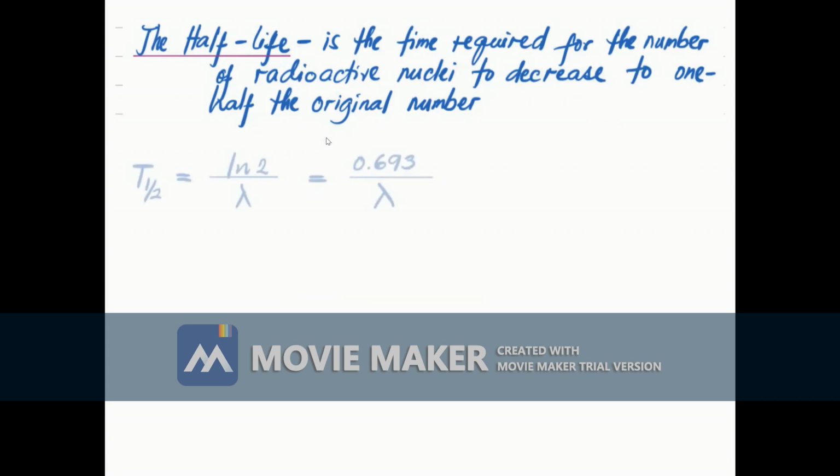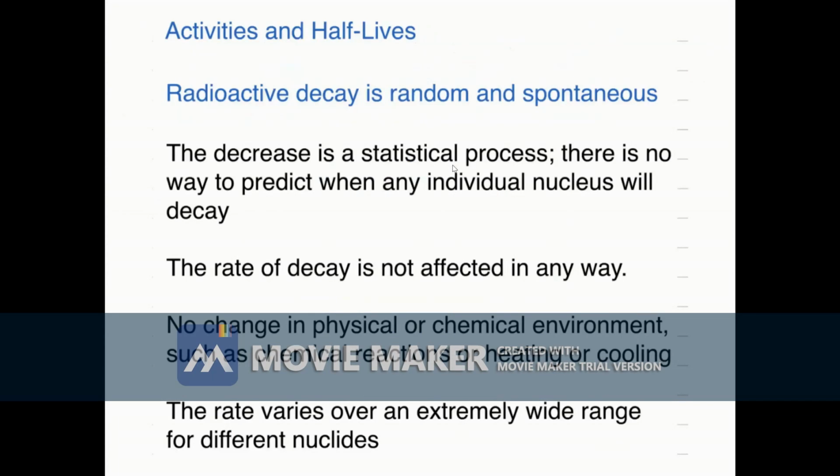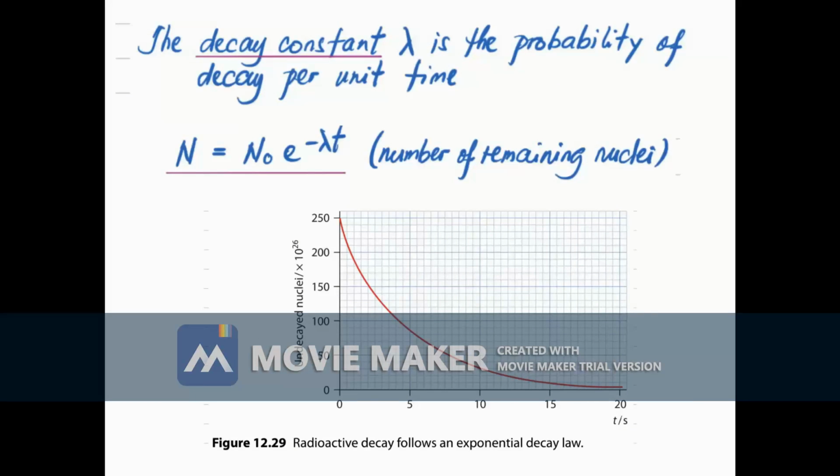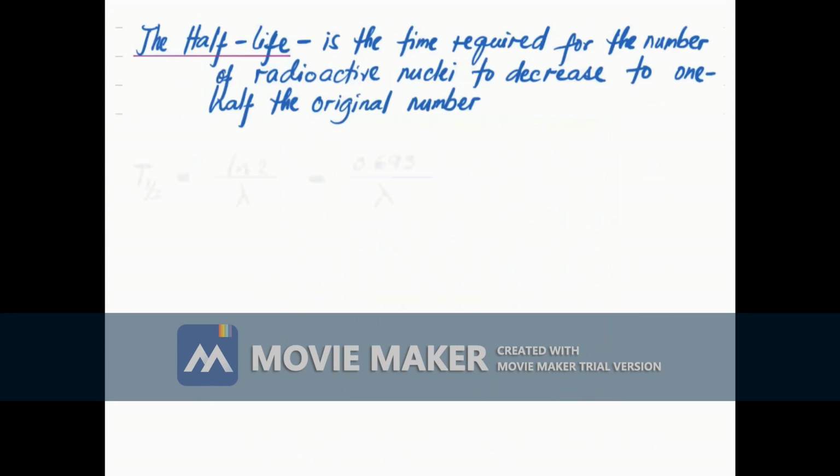the original number. The formula that it can be expressed with is the half-life formula, which is half-life equals the natural logarithm of 2 over lambda, or 0.693 over lambda. You can get this value by calculator. Actually, this formula and this one are in your data booklets, so you don't have to memorize them, just know how to use them.